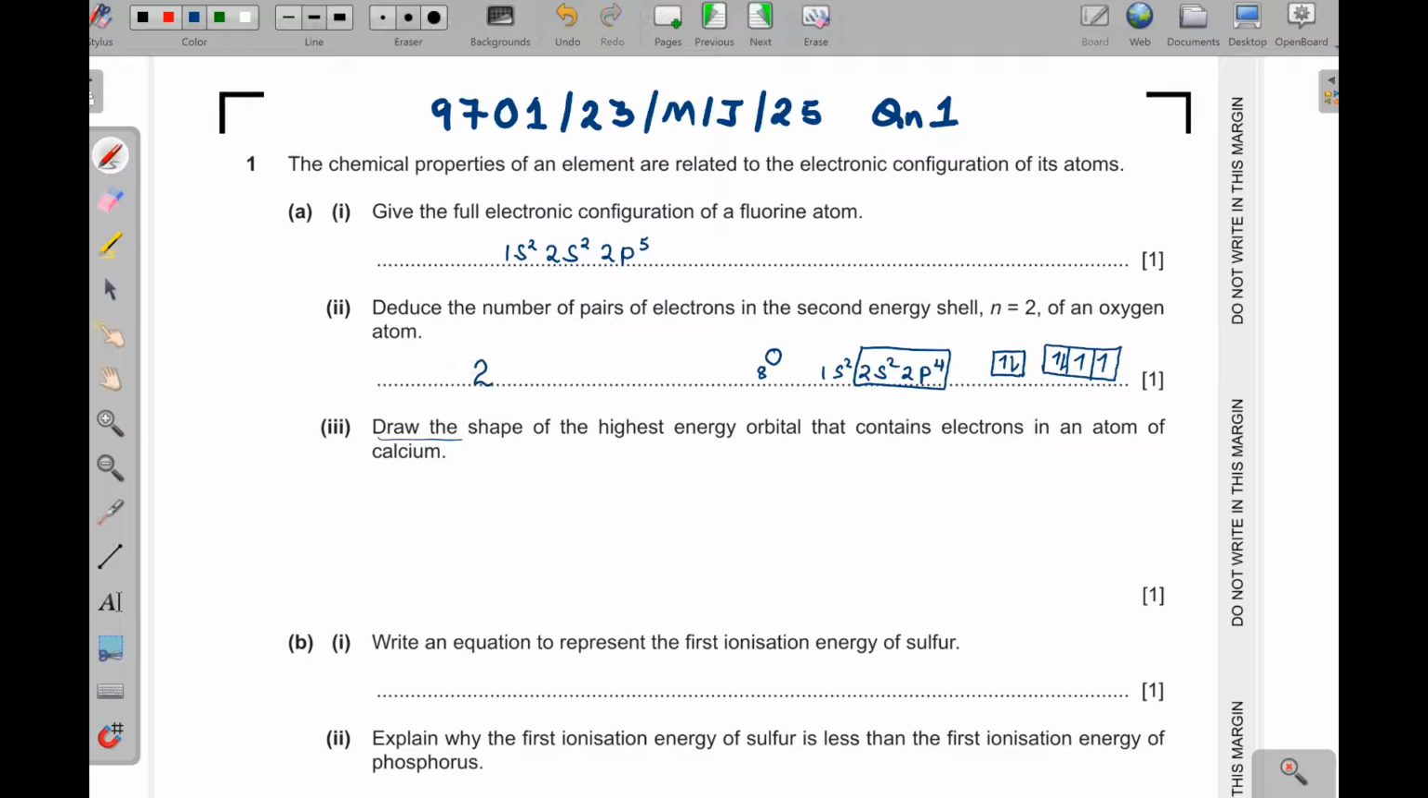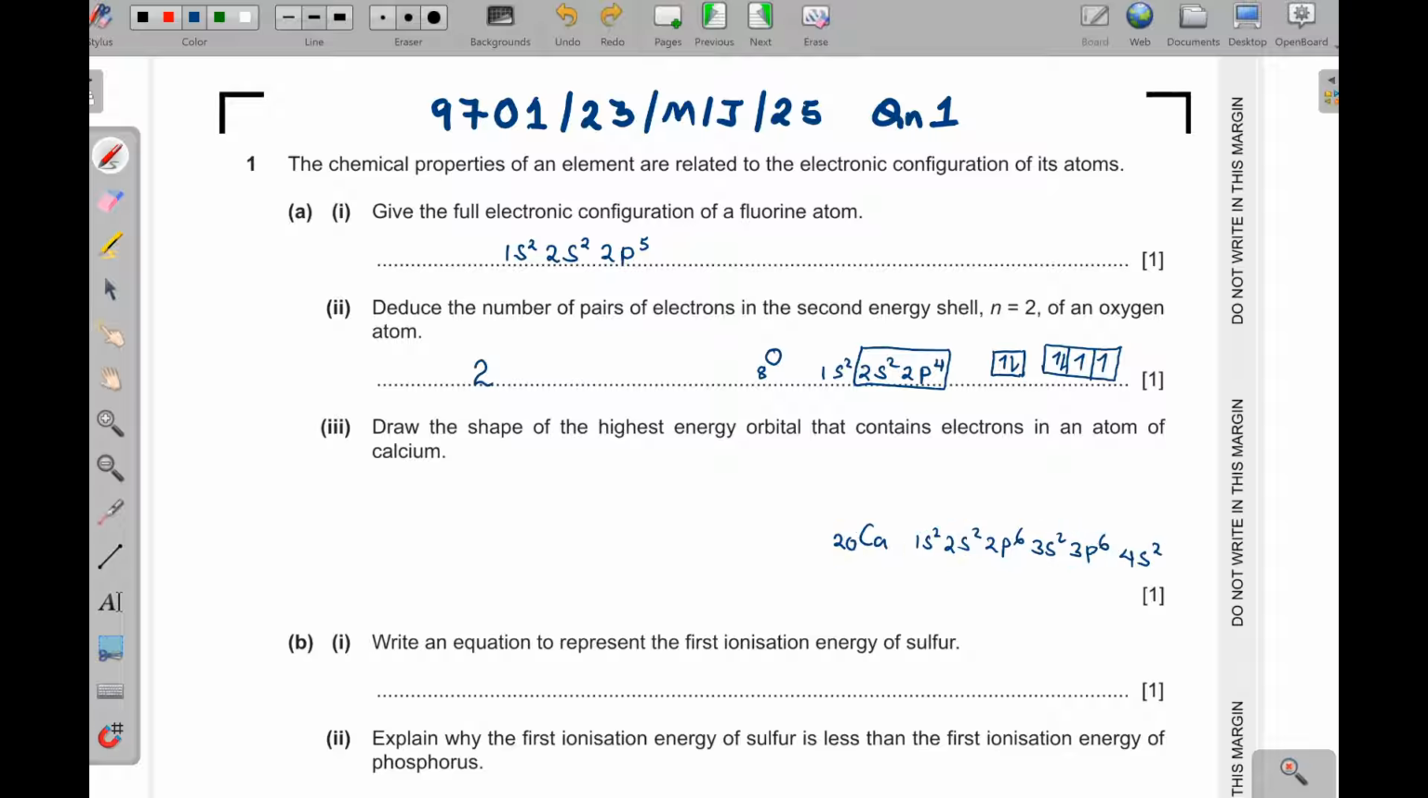Then Roman 3, draw the shape of the highest energy orbital that contains electrons in an atom of calcium. Remember, calcium is in position 20, not so? It's in position 20. So it is 1s2, 2s2, 2p6, then 3s2, 3p6. Now those are 18. This is the electronic configuration for argon. And then we have 4s2. So the 2 then plus the 18 we have here, then it will make 20.